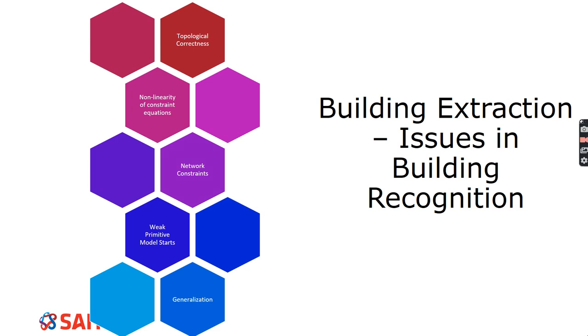And the last but not least is the generalization issue. All the way through every kind of map that we do, every type of remote sensing that we do, generalization is an issue. How much of the building do I really want to show? And how much is my Lidar actually allowing me to show?